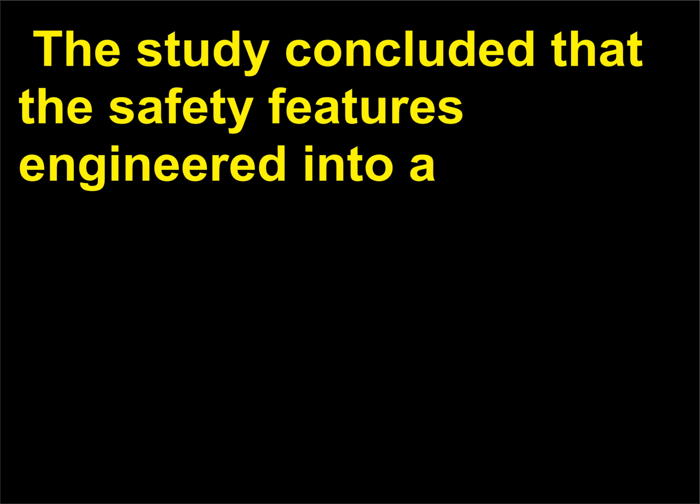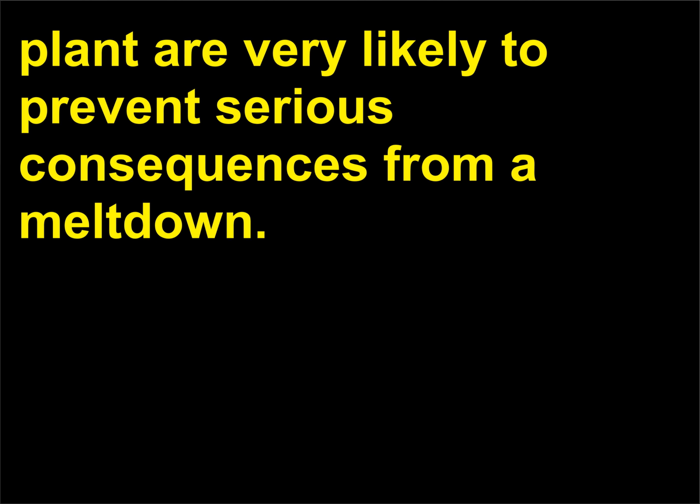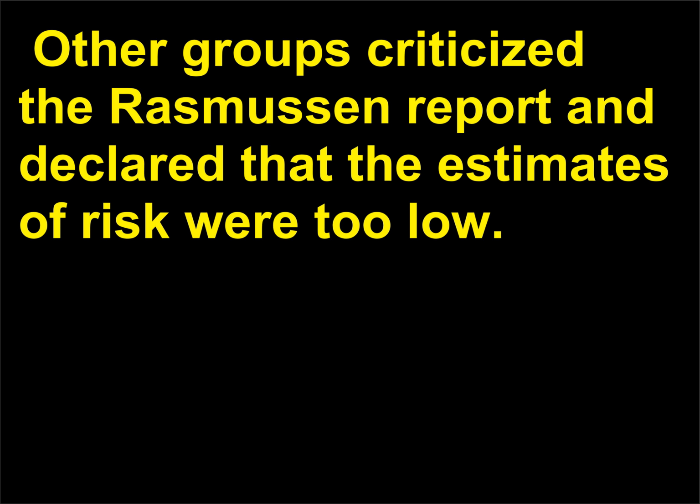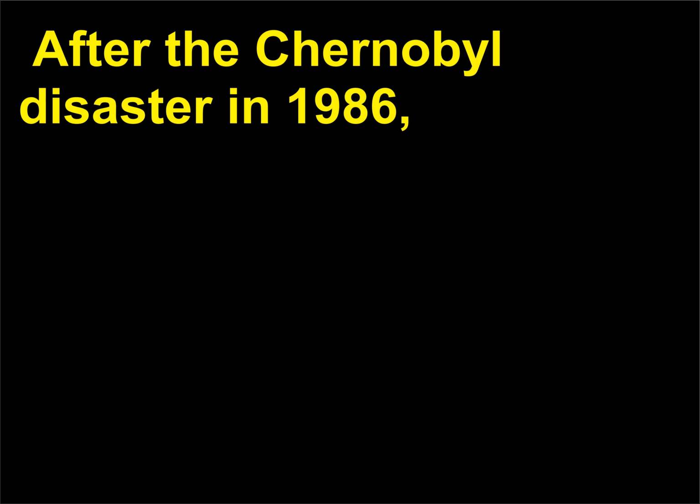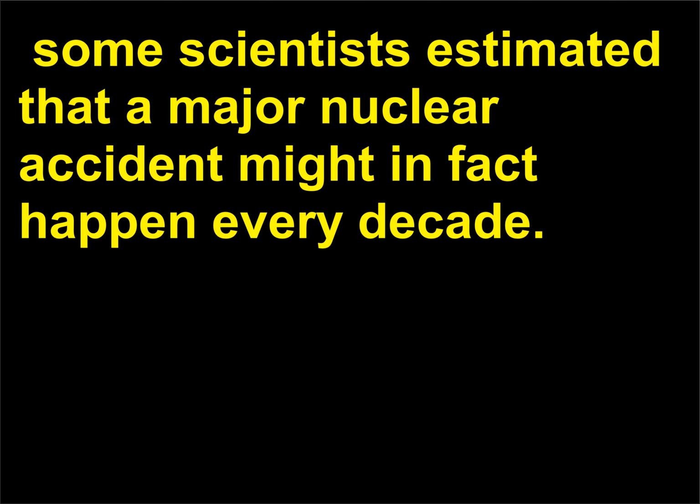The study concluded that the safety features engineered into a plant are very likely to prevent serious consequences from a meltdown. Other groups criticized the Rasmussen report and declared that the estimates of risk were too low. After the Chernobyl disaster in 1986, some scientists estimated that a major nuclear accident might in fact happen every decade.